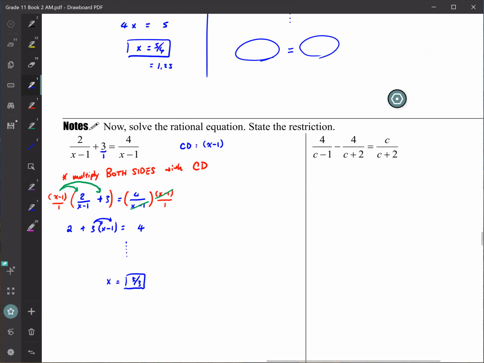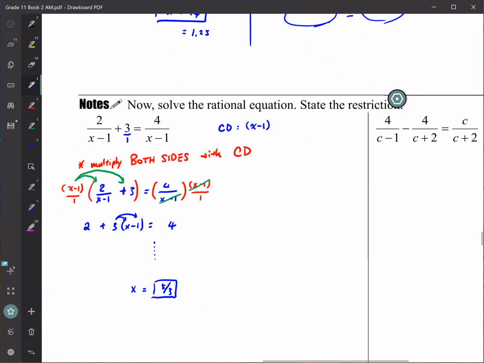Right, and not only do we solve for the answer, right? Don't forget, you also have to state the restriction. Whenever you get a variable in the denominator, you have to find restrictions. And the restriction is not always 0, okay? It depends on the question. As I saw in the homework, some of you just put down x cannot be 0 for all the restrictions. You have to look at the question, right?